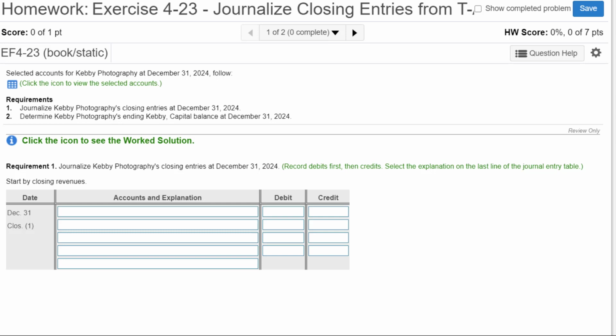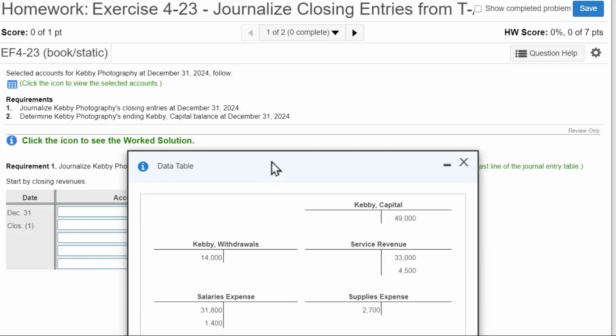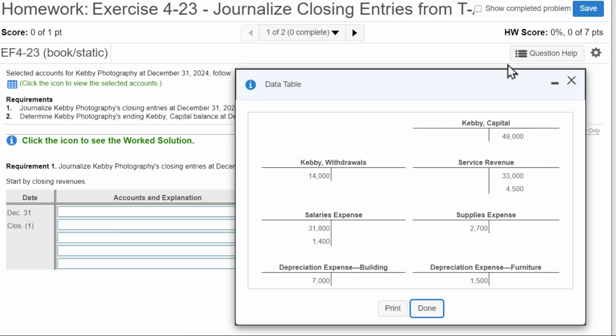Exercise 4-23, we're going to journalize closing entries from T accounts. So selected accounts for Kebi Photography at the end of December are as follows. So here's our data table. Notice we've got our information in T accounts.